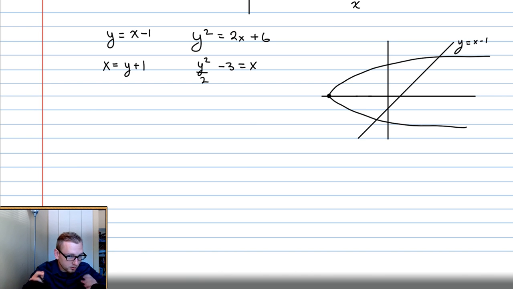Okay, back to doing this area. We need these intersection points now. So we would do that where x's would be equal. So we'd have y plus 1 is equal to y squared over 2 minus 3. Right?